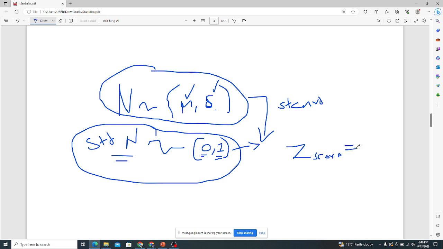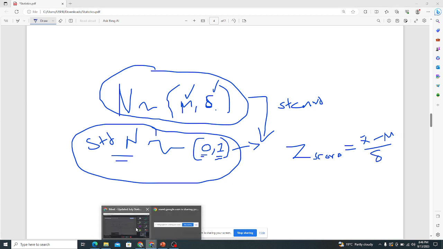Okay, yes, we have a z-score formula. I can't really remember the formula, but I guess it's x minus mu divided by the standard deviation, but we can always confirm.